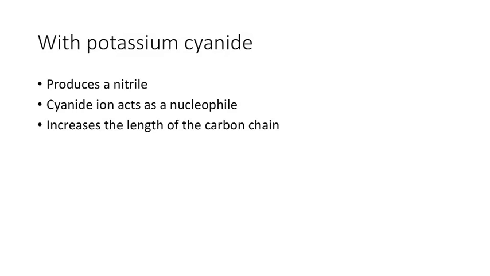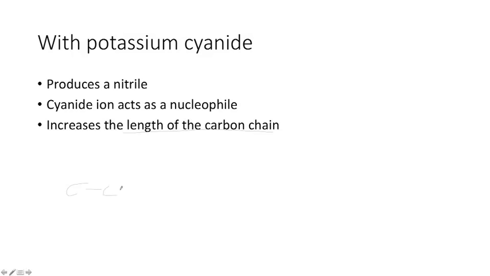Moving on to the reaction with potassium cyanide. This produces a nitrile, where the cyanide ion acts as a nucleophile in this case, but also a key thing here is that it increases the length of the carbon chain, which is important if you need to be able to do that. So, in this case, we can take KCN and our halogenoalkane and make our nitrile.